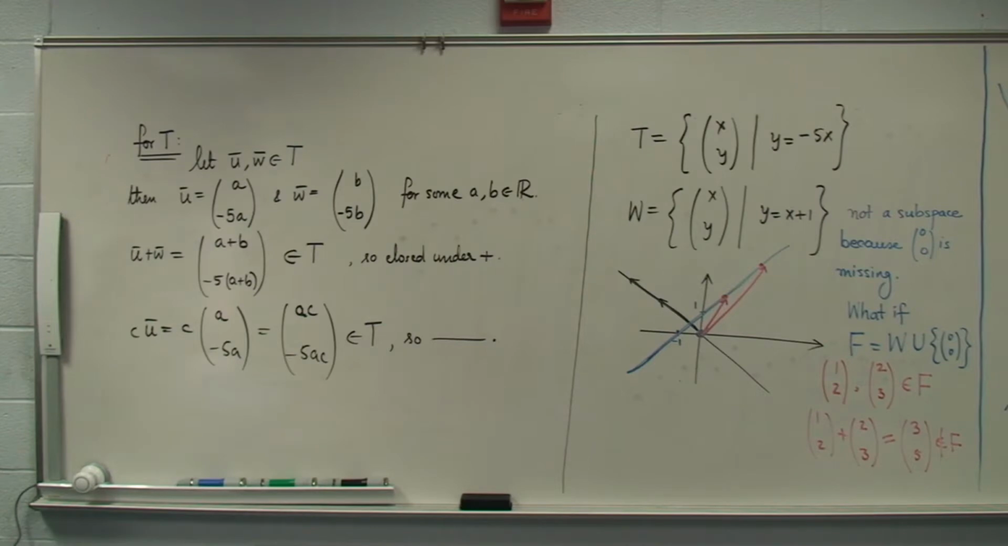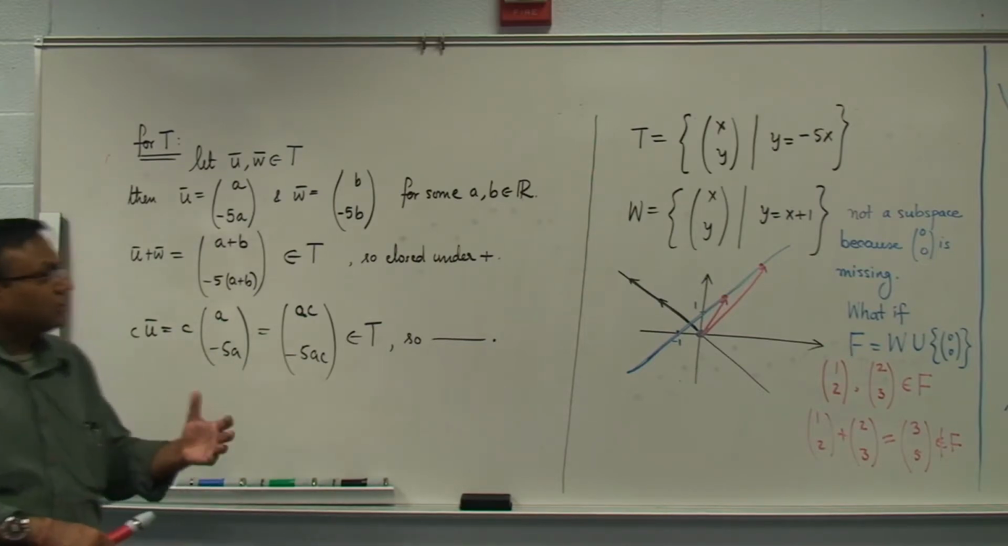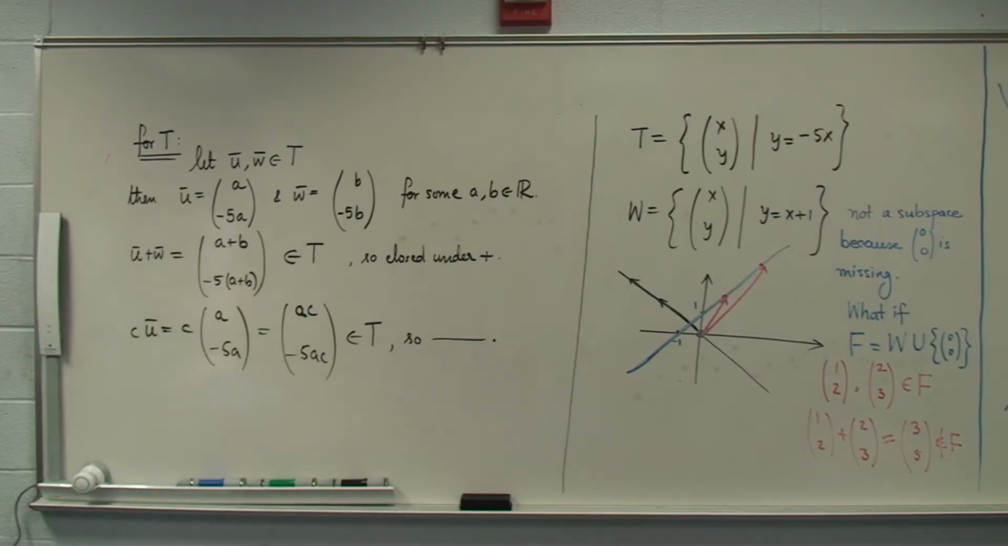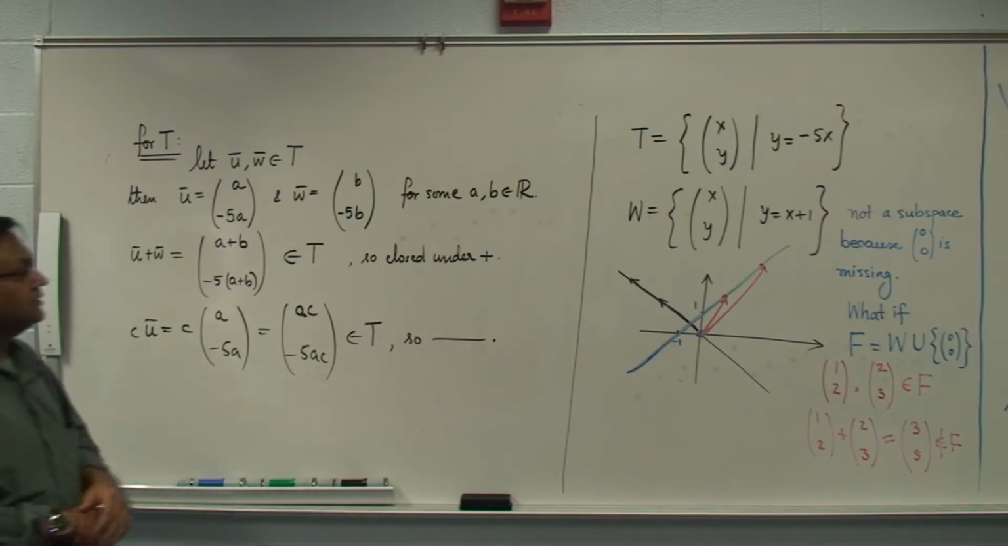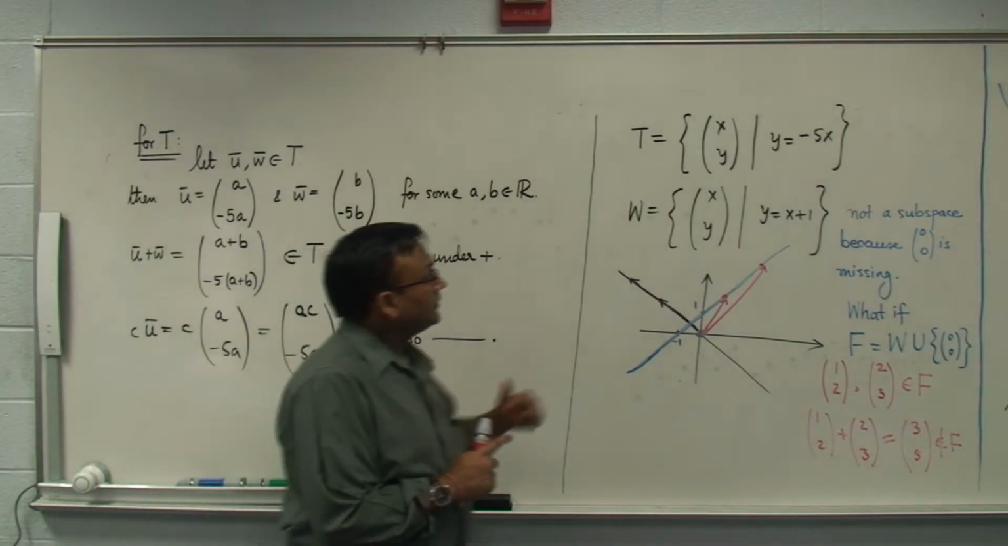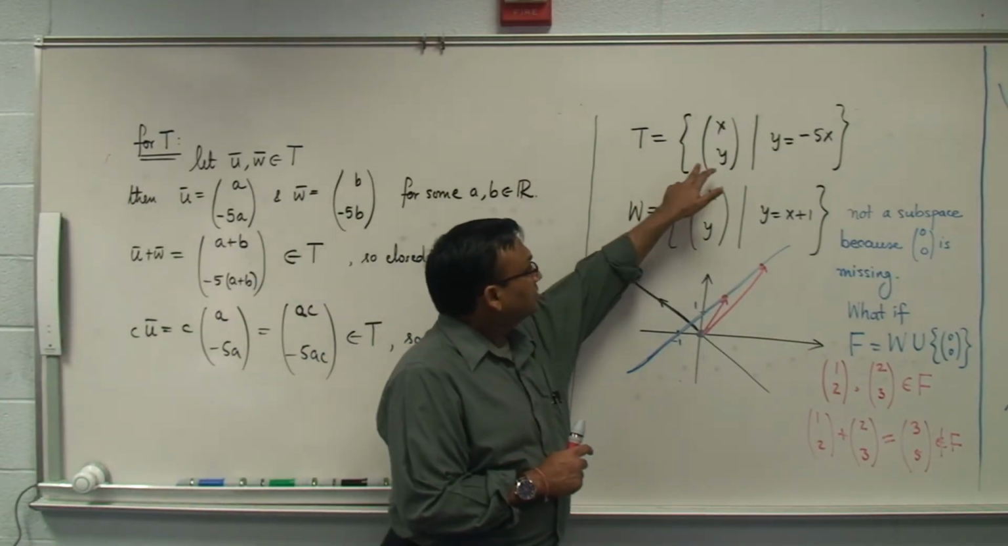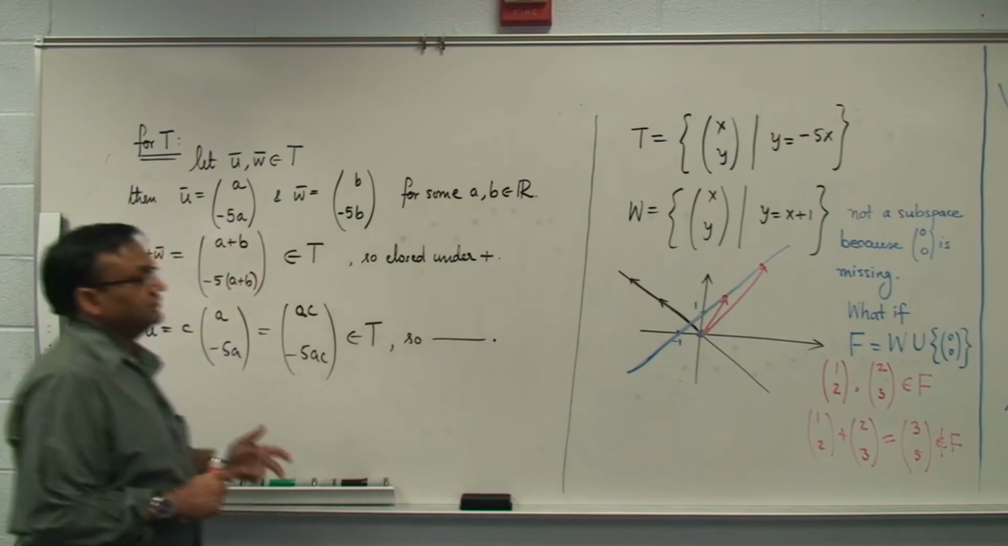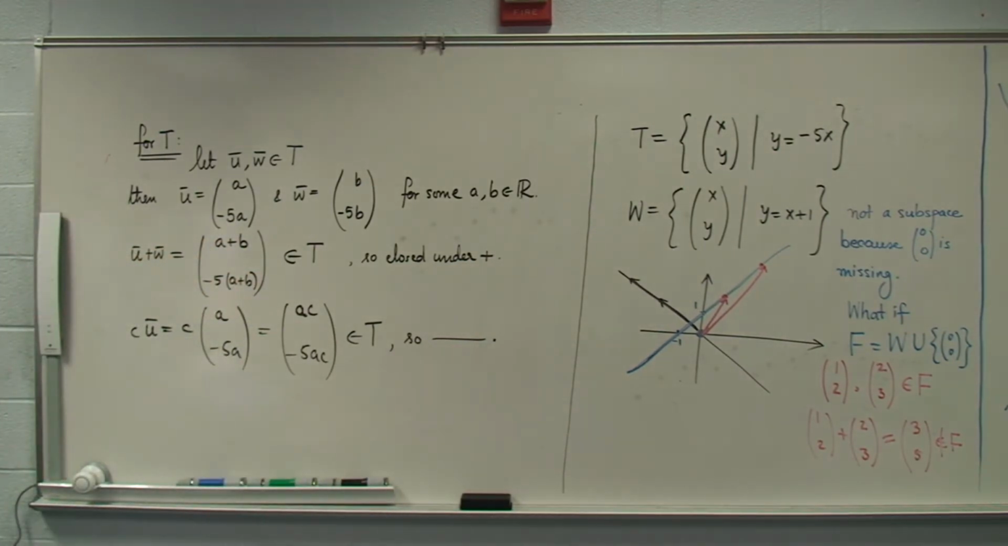So at this moment, one may ask a question, what are all the subspaces of R2? We have got at least 3 of them. And in fact, we have got 5 of them by now: the zero subspace, the entire R2, this straight line y is equal to minus 5x, the x-axis and the y-axis.